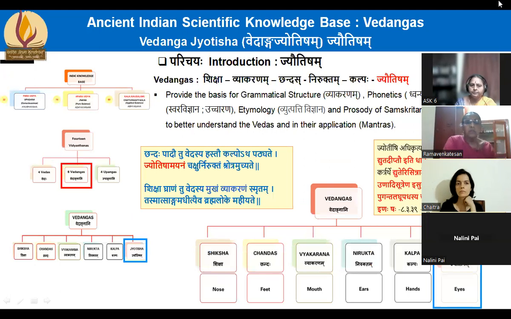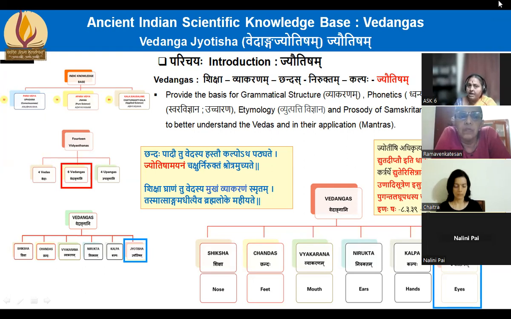There are 6 Vedangas. Among them, the first 4, Shiksha, Vyakarana, Chandas and Nirukta, deal mainly with the language aspect. Shiksha talks about phonetics and phonology. We can say it is the science of Swara and Ucharana. Swara and Ucharana Vijnana.